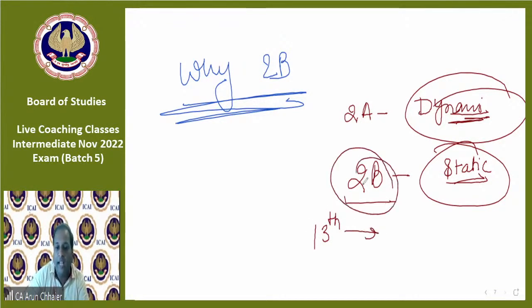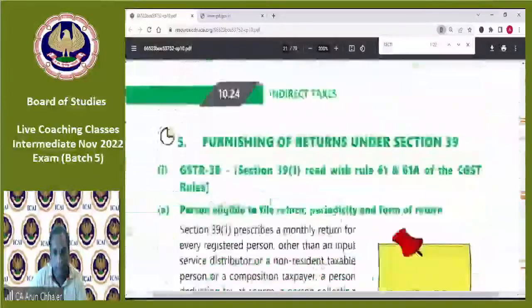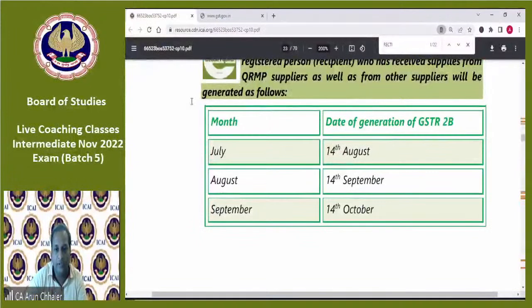So 2B for any month would be available only after 13th. That is, from 14th onward you can generate that 2B. Let's say for July, you can generate from 14th August. For August, you can generate from 14th September. And for September, you can generate from 14th October. The 2B is a static document and 2A is a dynamic document. You can generate 2A for the same month at any point of time you want.